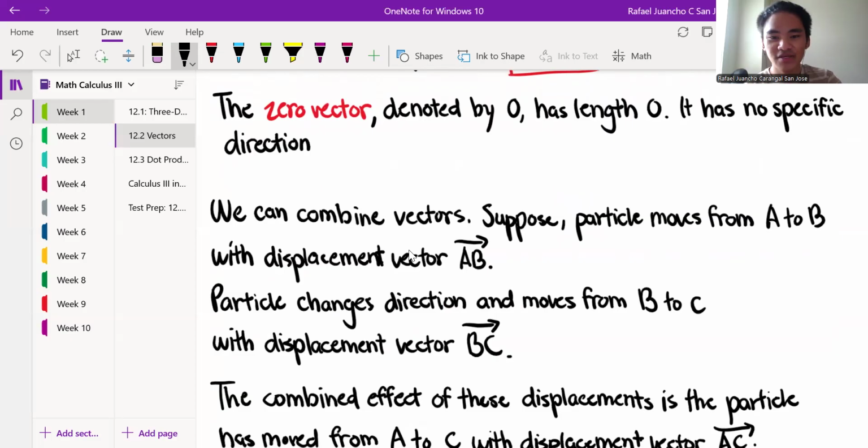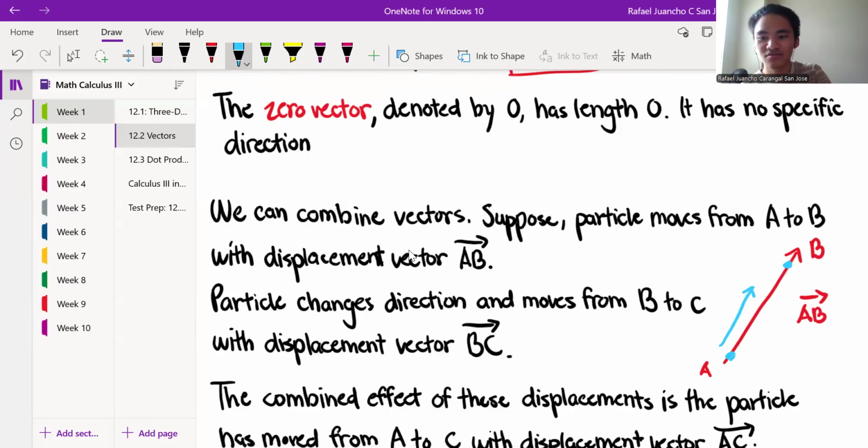So yeah, that's that. We can combine vectors. Suppose a particle moves from A to B. Yeah, this is a physics-based textbook, so they use this thing called a particle. But anyway, this particle moves from A to B with displacement vector AB. So we can draw that. Say this vector: the tail and the tip, the initial point, the terminal point. This is the vector AB.